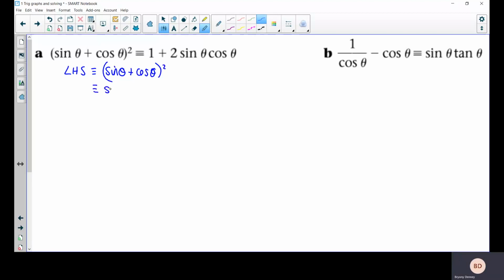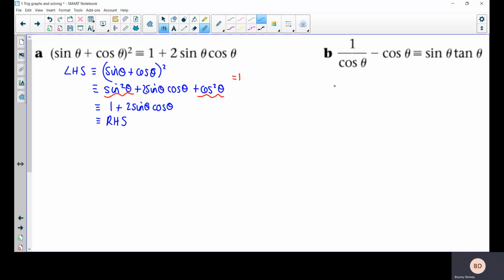So expanding the double brackets, I'll get sine squared theta plus sine theta cos theta, sorry, 2 lots of that, plus cos squared theta. Now, I can see an identity straight away. Sine squared theta plus cos squared theta equals 1. So these two will be equal to 1. So I'll be left with 1 plus 2 sine theta cos theta. And as you can see, that is the right-hand side. So that one's done.